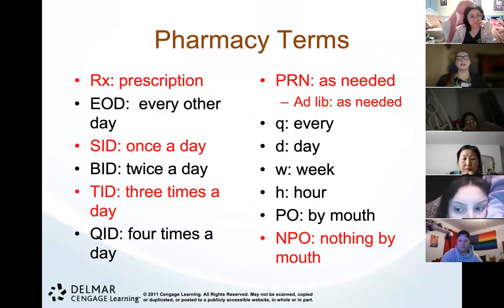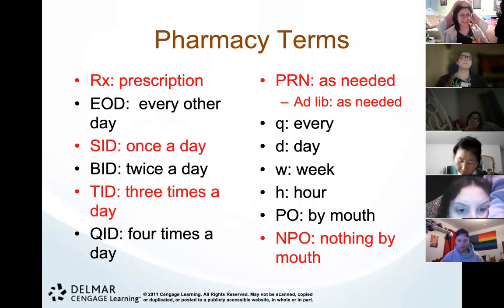Getting into those pharmacy terms. RX, that's our prescriptions. EOD is every other day or every 48 hours. SID is once a day or every 24 hours. BID is twice a day, every 12 hours. TID, 3 times a day or every 8 hours. And QID is 4 times a day, every 6 hours. PRN means as needed. So let's say the instructions were give 1 tablet PO, SID, PRN. So give 1 tablet by mouth once daily as needed.